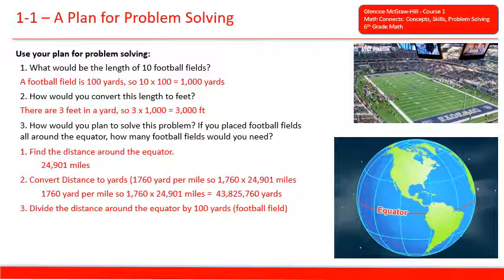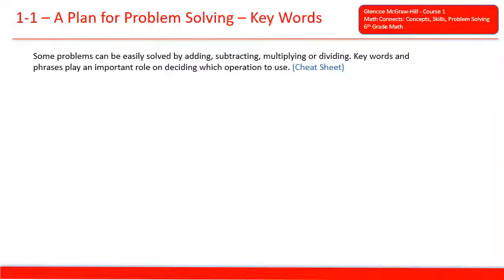Now, if we divide the distance around the equator by 100 yards, or the length of one football field, we'll get the answer for how many football fields it would take to go around the equator. So if we divide 43,825,760 yards by 100 yards, we get 438,257.6 football fields.